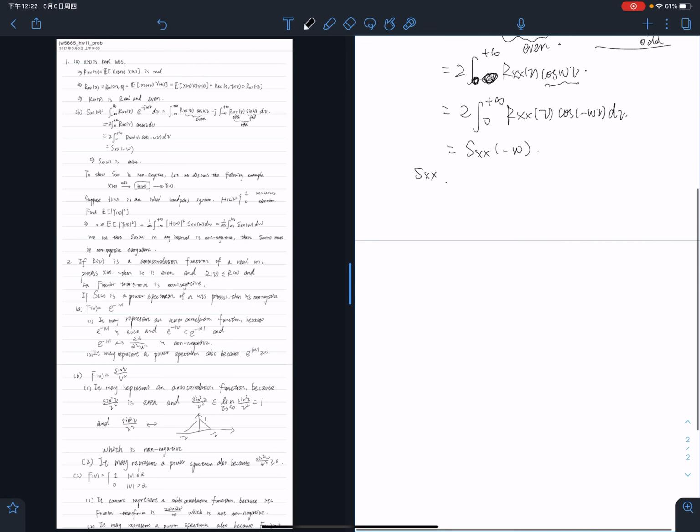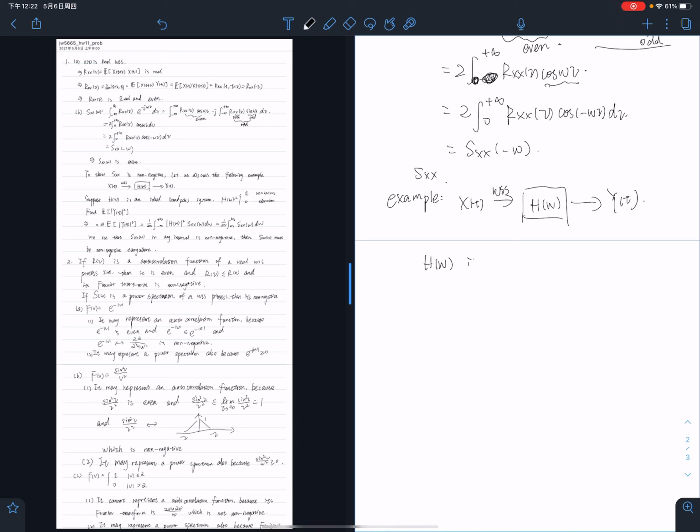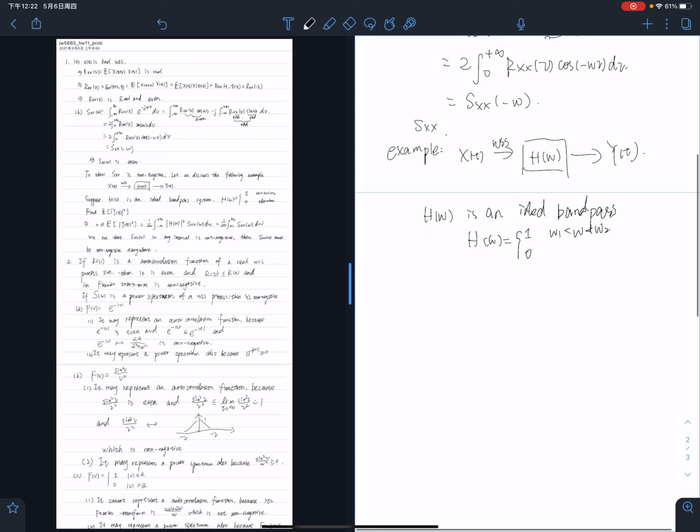So consider the following example. x(t), which is WSS, comes into a system H(omega), and then we will have y(t). Firstly, we suppose that H(omega) is an ideal band pass system, and H(omega) is 1 if omega is larger than omega 1 and smaller than omega 2, otherwise it is 0. We are going to find the expectation of y(t) squared.